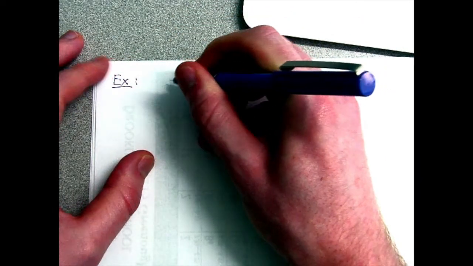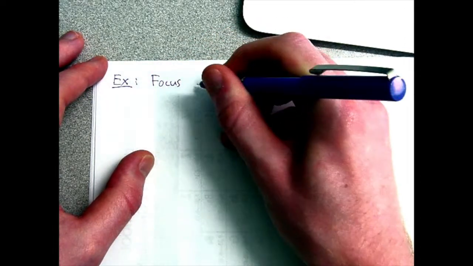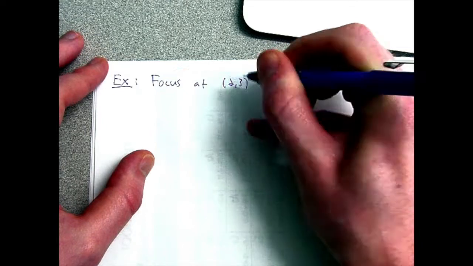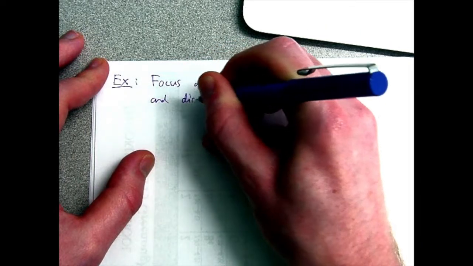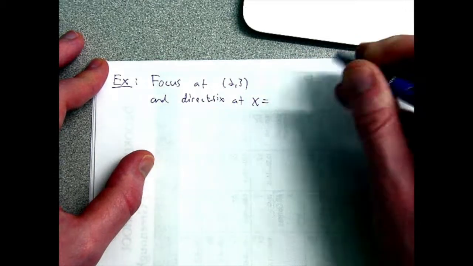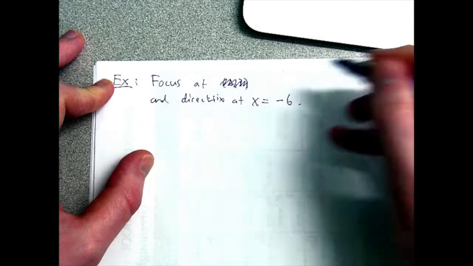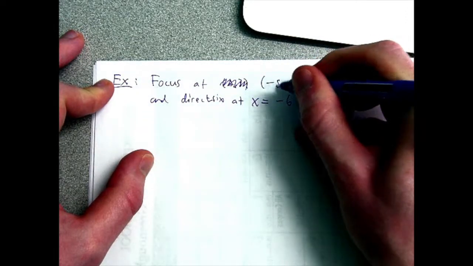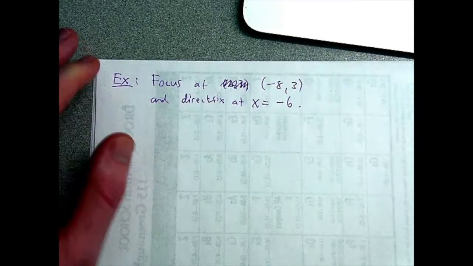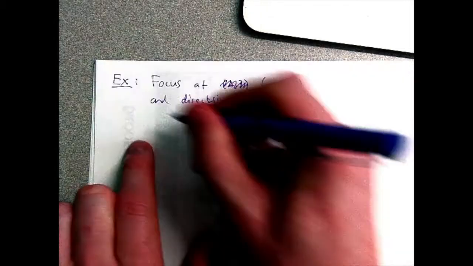So here's the example. Suppose you have a parabola with a focus at 2, 3, and a directrix at x equals -6. Actually, let me change this. I think I want to change that to maybe -8, 3. Okay, so the focus is at -8, 3, and the directrix is at x equals -6. Let's find the equation of the parabola.